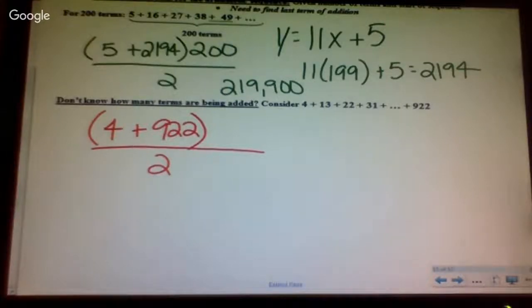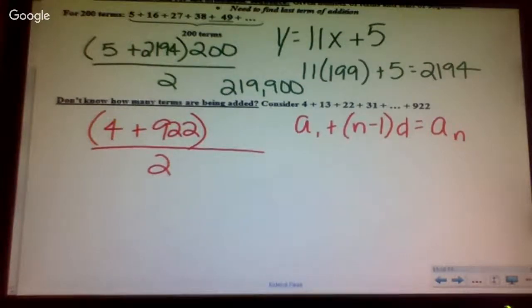Okay, so when you're given one like this, on your formula sheet, you were given an equation that was a sub 1 plus n minus 1 times d equals a sub n. I gave you this formula on Monday too. This is the only time I've ever used this version of the formula. Everything else I've done y equals mx plus b. Again, I don't make you memorize this because you're given a formula sheet for it.